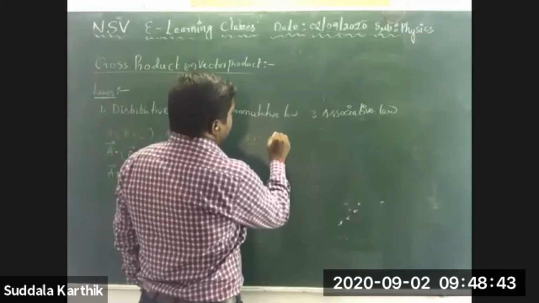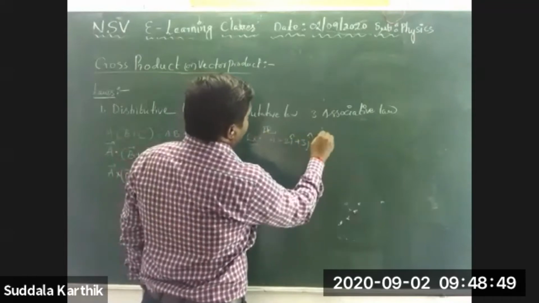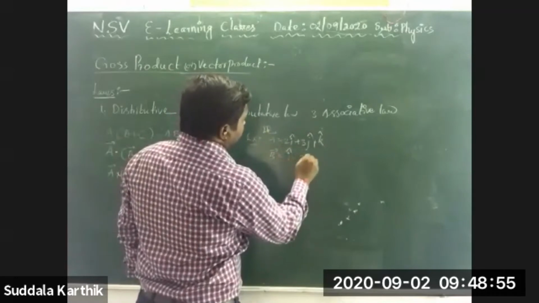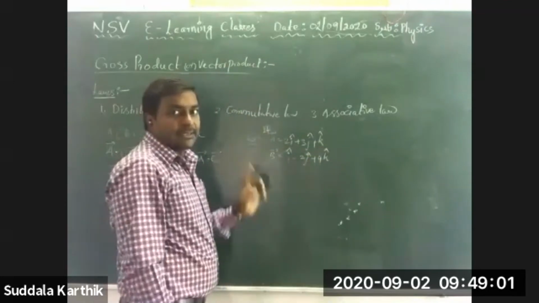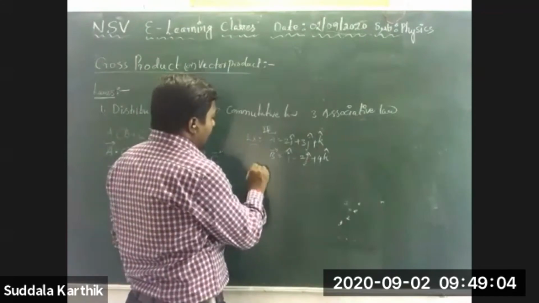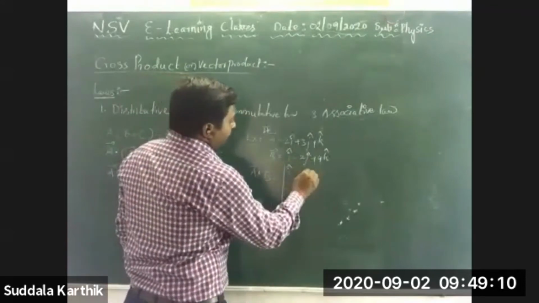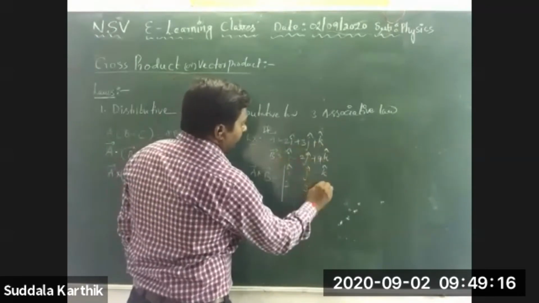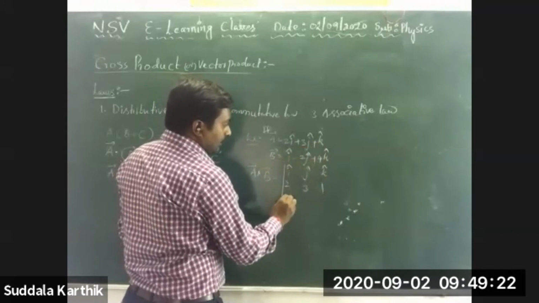Suppose A bar is equal to 2I cap plus 3J cap plus K cap. B bar is equal to I cap minus 2J cap plus 4K cap. Two vectors are there. Now I want to find A bar cross B bar. Can anyone say? I cap, J cap, K cap, then 2, 3, 1, and 1, minus 2, 4.